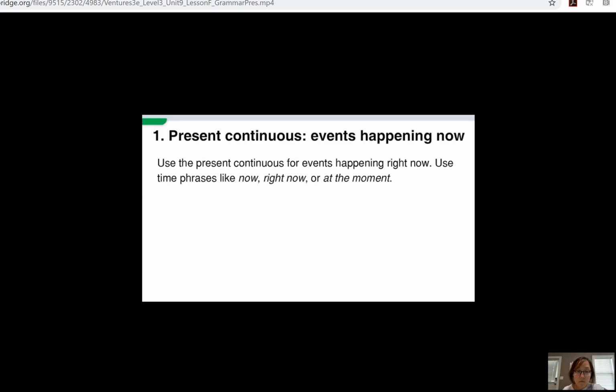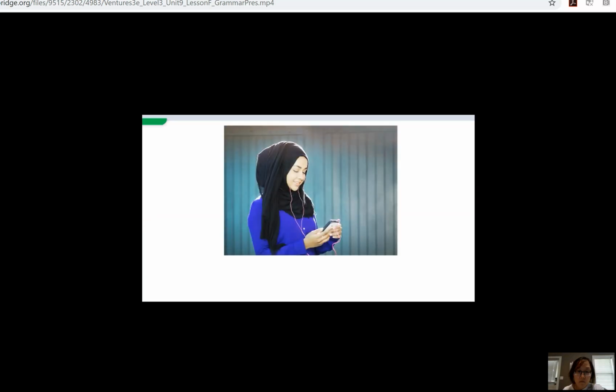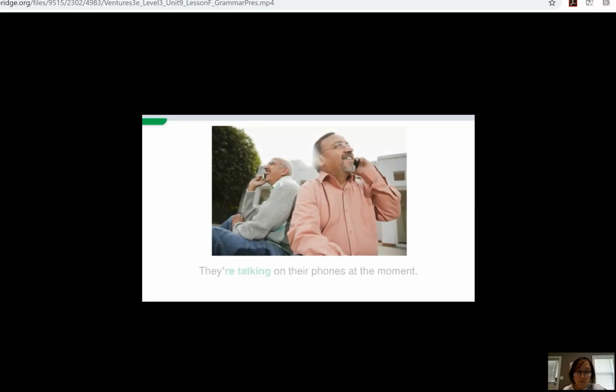Present continuous, events happening now. Use the present continuous for events happening right now. Use time phrases like now, right now, or at the moment. I'm shopping right now. They're talking at the moment. He's sleeping right now. I'm listening to music now. They're talking on their phones at the moment.